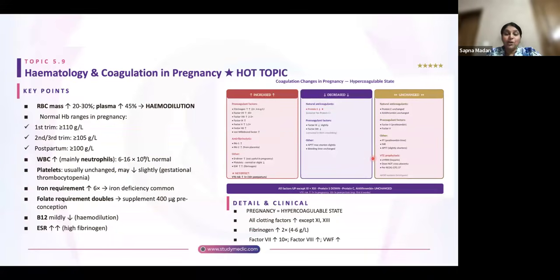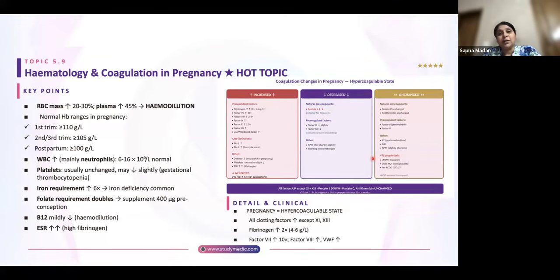Talking about the coagulation factors and hematology in pregnancy, I think one of you had sent a query even in the Telegram group today. So I hope this will solve your query. RBC mass increases by around 20 to 30%, and plasma, we had discussed, increases by 45%. So there is hemodilution. Normal hemoglobin ranges in pregnancy: in the first trimester, it should be more than or equal to 110 grams per liter. In the second trimester, it should be more than or equal to 105 grams per liter. In the postpartum period, it should be more than or equal to 100 grams per liter.